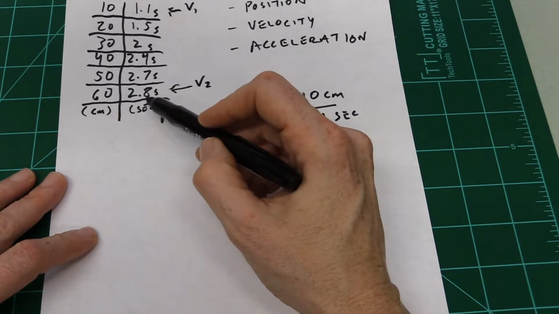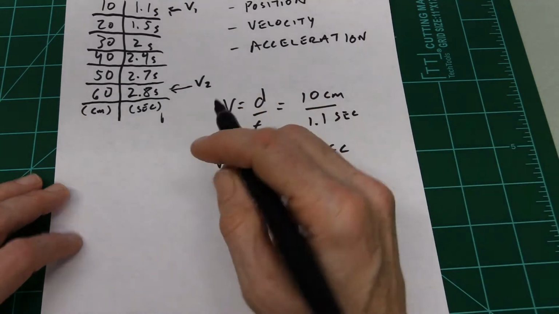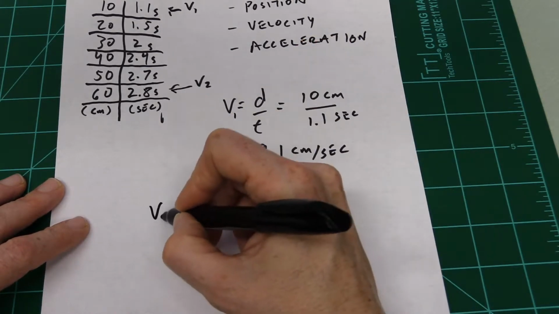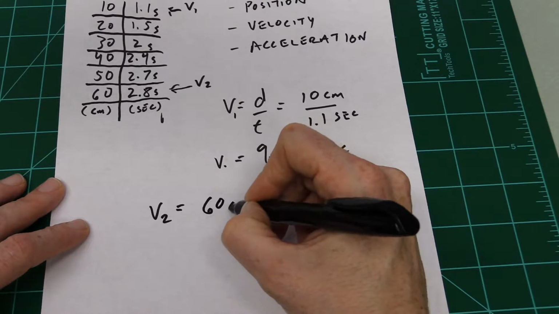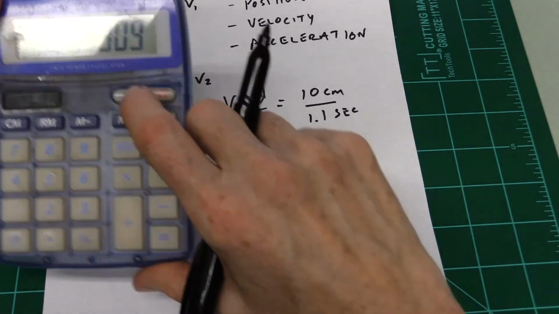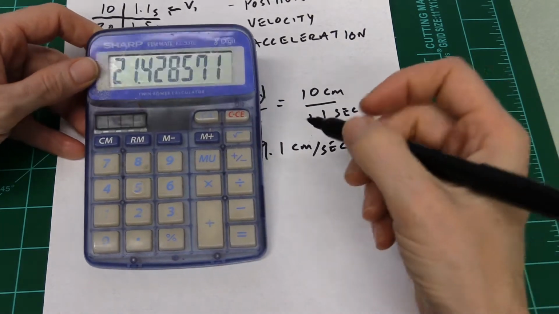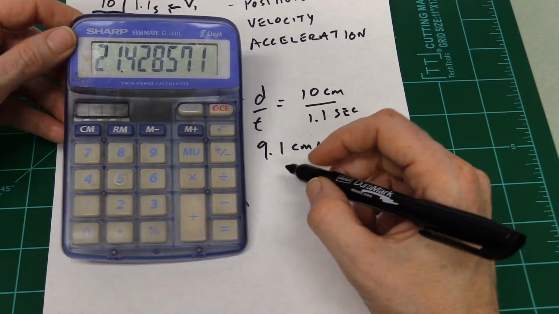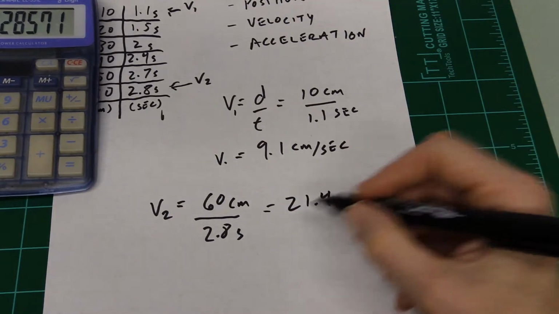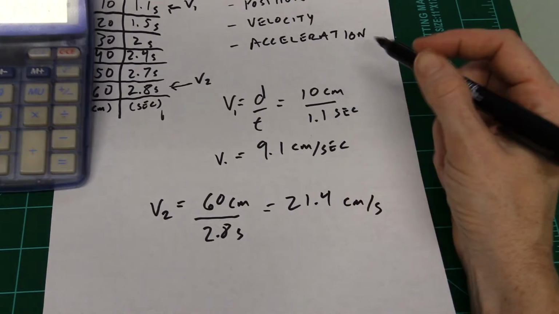It took 2.8 seconds for the ball to roll 60 centimeters, the entire length of the ramp. So V2 equals 60 centimeters divided by 2.8 seconds. Plugging that into the calculator, 60 divided by 2.8, we get 21.4 centimeters per second. V2 is almost twice as fast as V1.